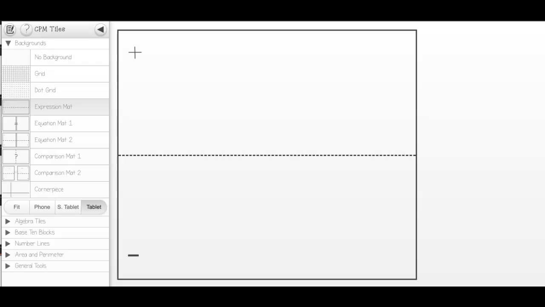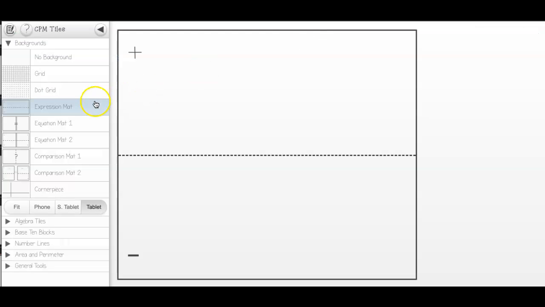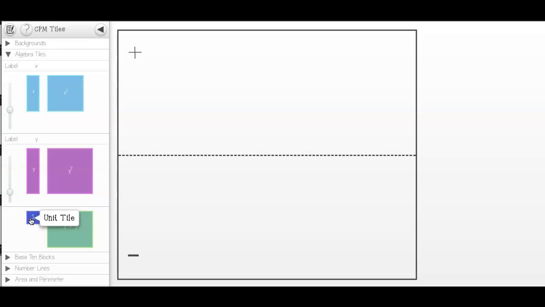Okay, so the main idea of today's lesson is how can we find zeros or show zeros on an expression mat. So I've already set up an expression mat here. If you remember correctly, all you have to do is go to your eTools, and then once it opens up a new window, you choose your background as the expression mat, and then go ahead and open up your algebra tiles.